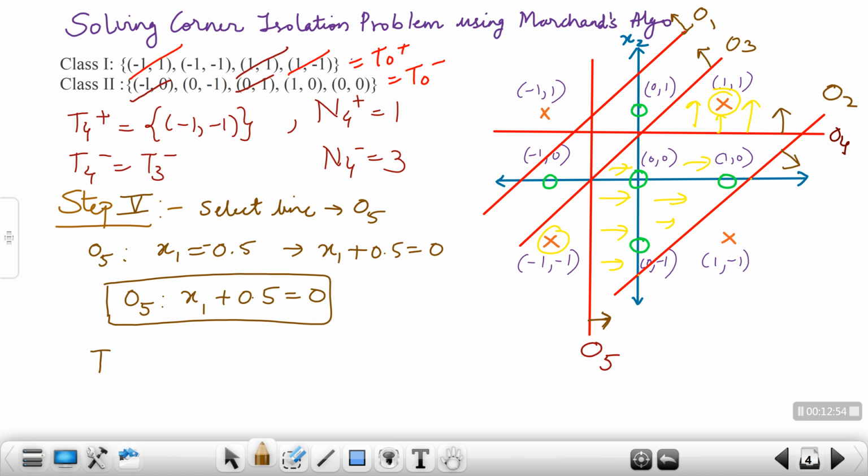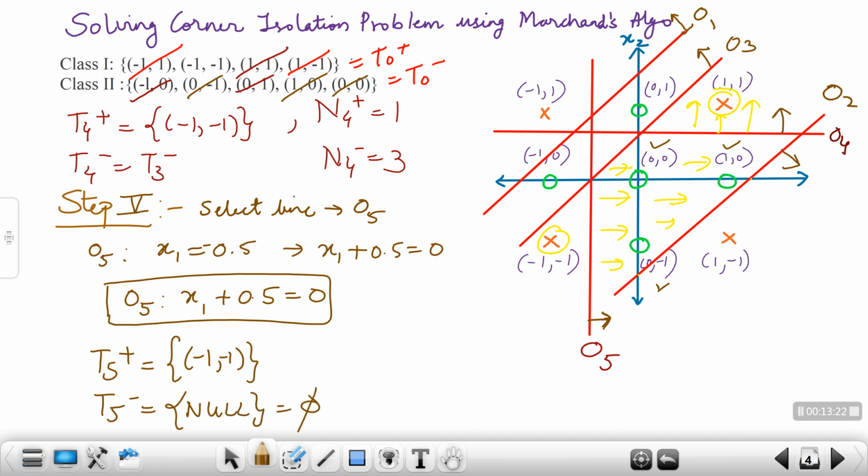So now the last step is to find T5 plus. Now what is T5 plus? What is getting classified here is 0, 0, 1, 0, 0, minus 1. These points I think are classified here. So T5 plus is still left with minus 1, 1, minus 1. And T5 minus is going to be a null set because everything is classified. So it is a null set, and N5 plus is equal to 1, N5 minus is equal to 0. So we have to stop this particular problem.